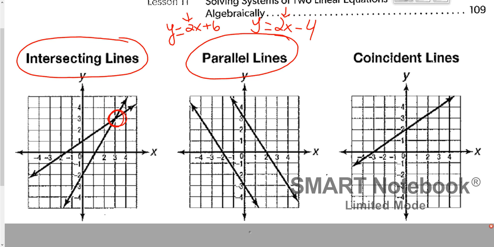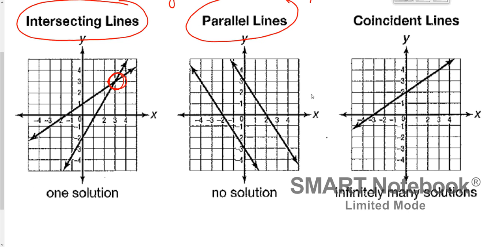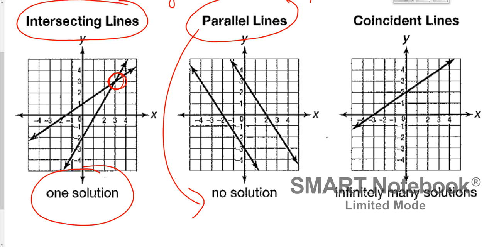And then coincident lines, these are 2 lines that when you graph them, fall right on top of each other. It almost looks like there's just one line there. When that happens, there are infinitely many solutions. So again, when the lines intersect, one solution. When you have parallel lines, they will never intersect, so you have no solution. And when you have 2 lines that fall on top of each other, like here in the third graph, you have infinitely many solutions. So now let's talk about another method.